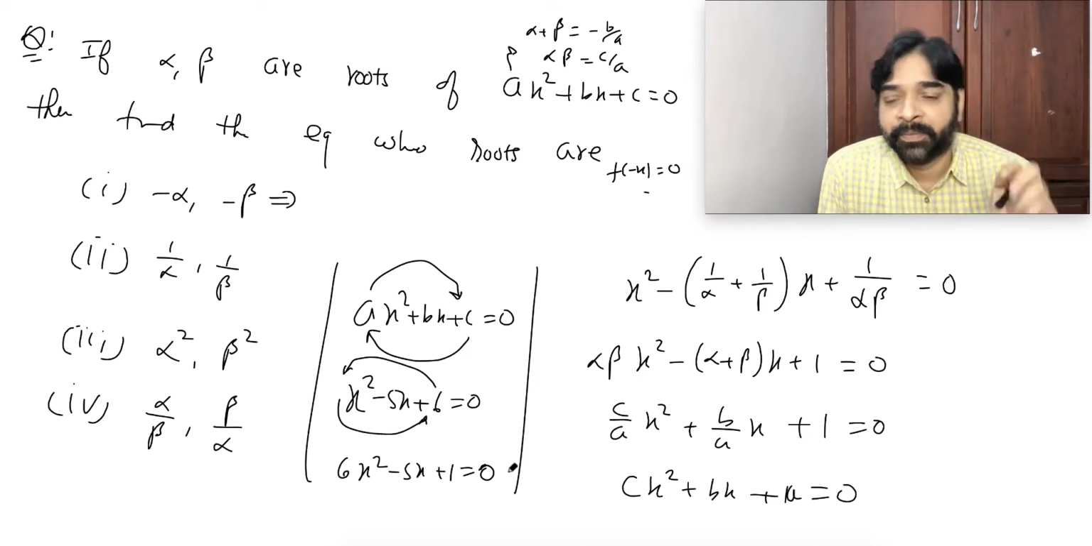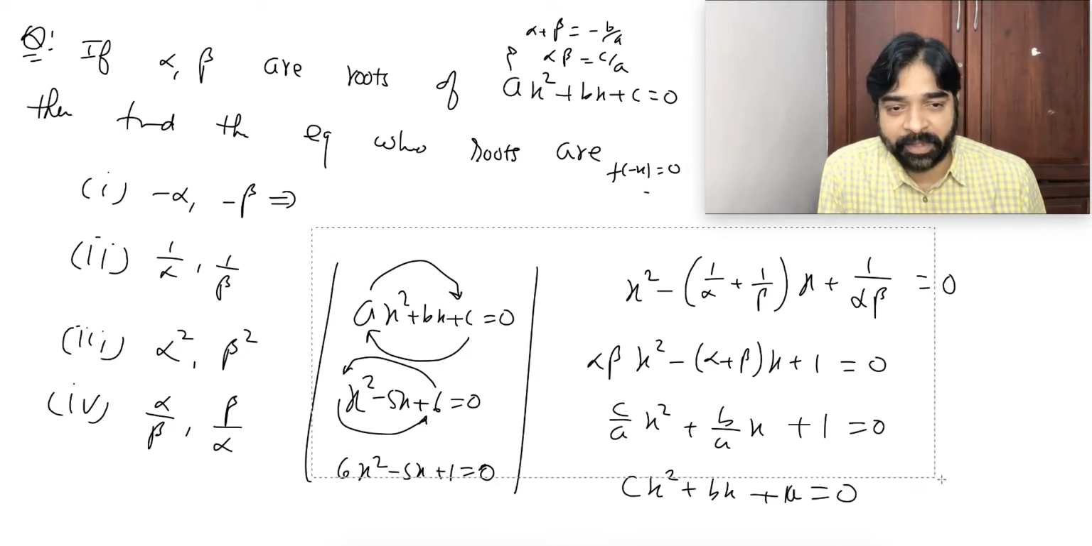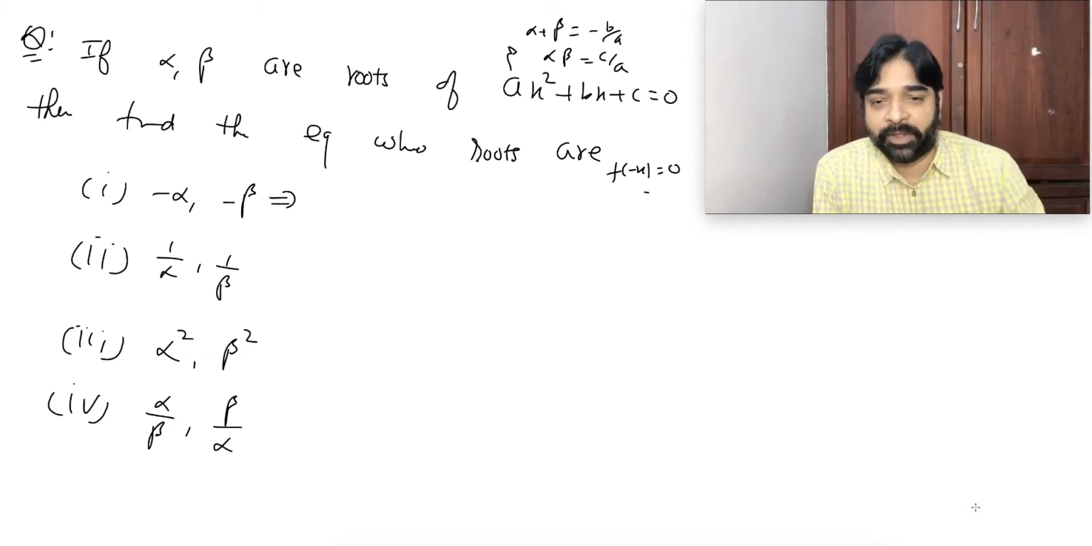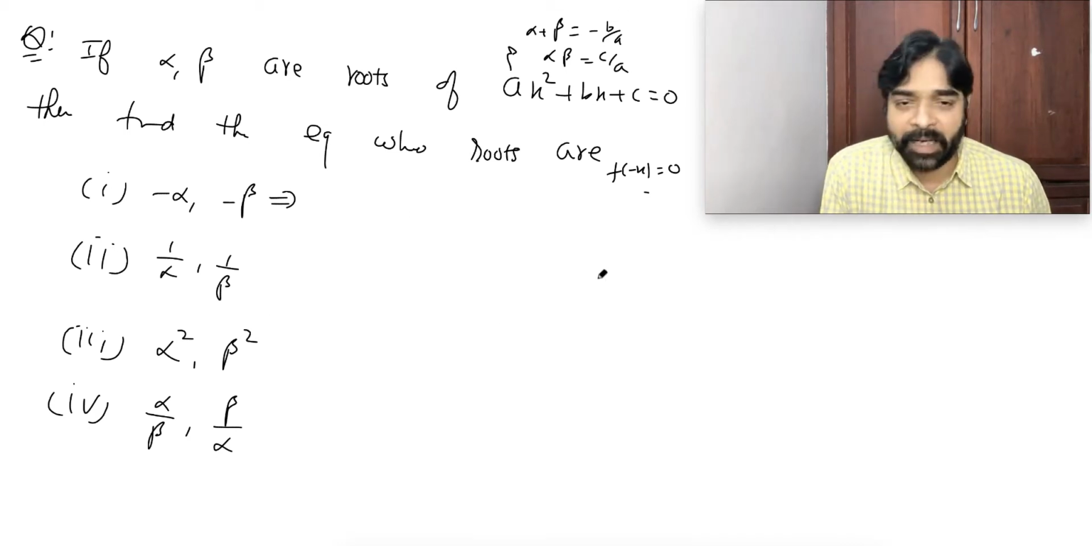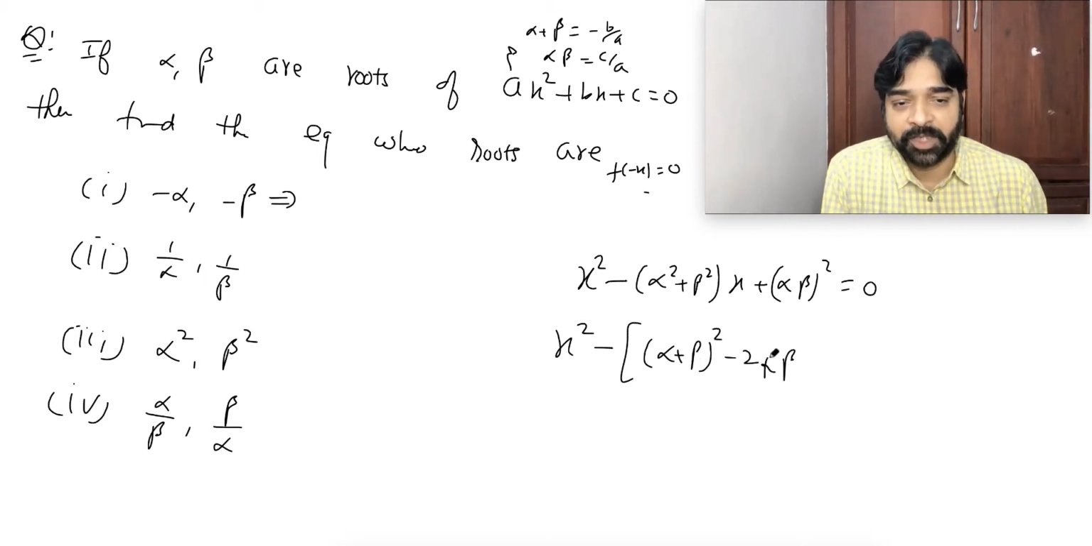Understand everybody? Now the second one and third one are simply problem solving, nothing else. These first two I wanted to teach you that point. Anyway, we can solve it. x square minus alpha square plus beta square into x plus alpha square beta square. Yes or no? This I can write as x square minus alpha plus beta the whole square minus 2 alpha beta into x plus alpha beta whole square equal to 0. I am not going to explain how I am writing; I hope all of you can understand this much.